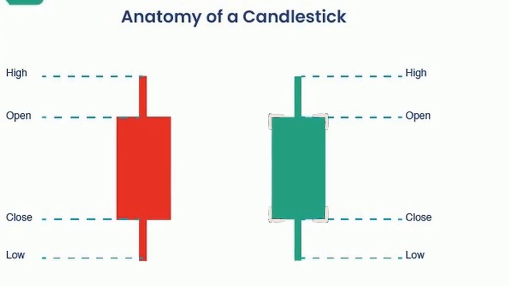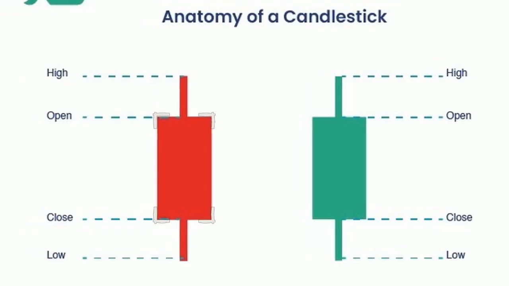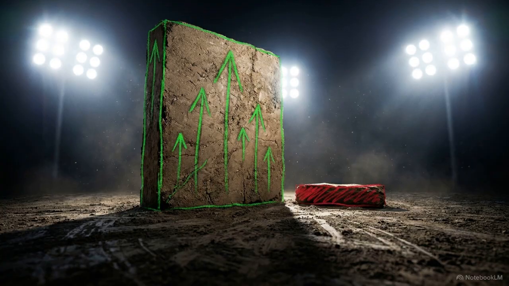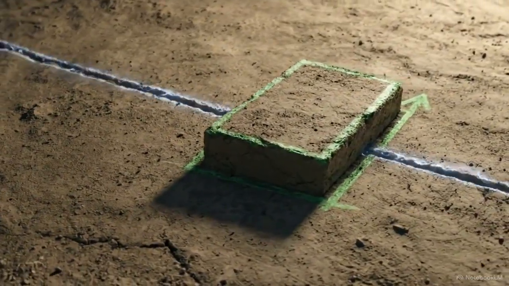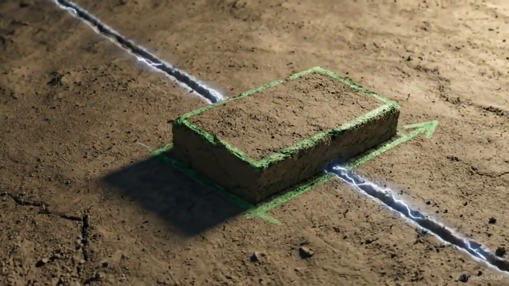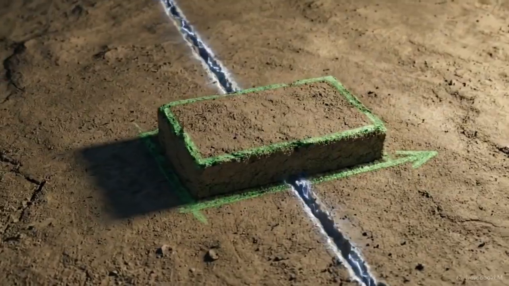A green body means the close was higher than the open, signaling buying strength. A red body means the price dropped, giving the round to the sellers. The vertical size of this body reveals the exact margin of victory for the winning side. The resulting candlestick records the entire event. The body declares the ultimate winner, while the wicks capture the psychological extremes of the fight.